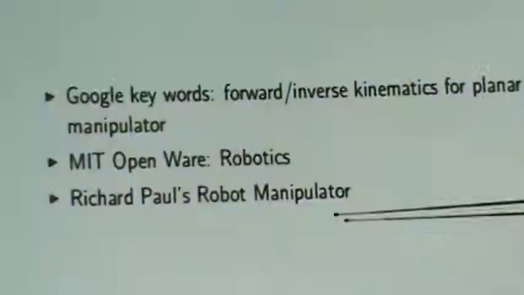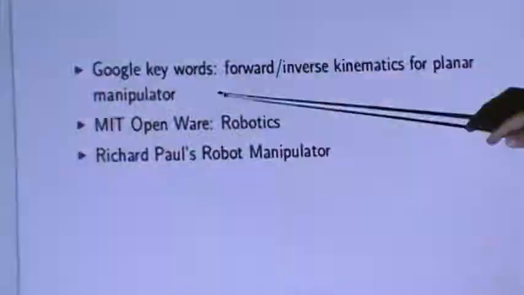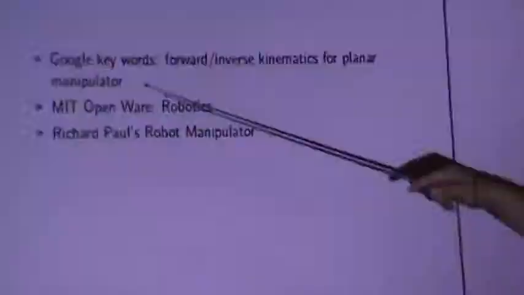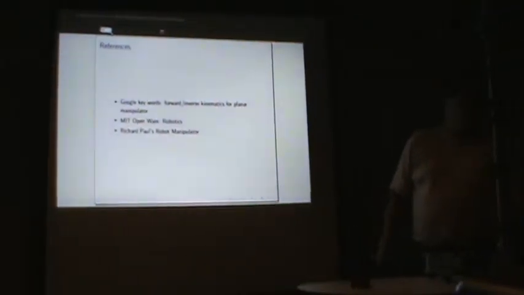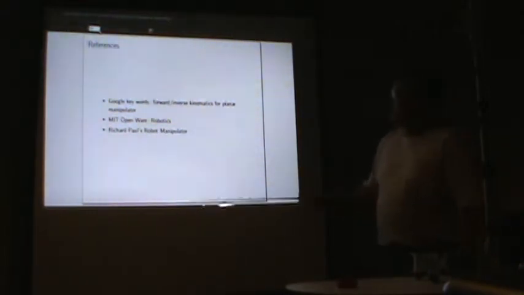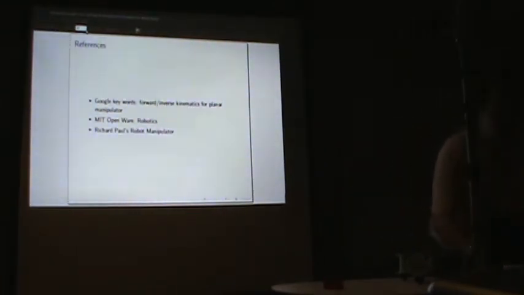Okay, some references before I go into the demo. If you want to know more about this, you can Google the keywords forward and inverse kinematics for planar manipulator. MIT has an OpenCourseWare course. You can look for the robotics class. There's a kinematics lesson in there. It talks about 3 degrees of freedom planar and spatial, plus 3 degrees of freedom orientation. Orientation is really complicated. Anyway, the book I passed around, Richard Paul's Robot Manipulators, is another place you can look at some of these equations.